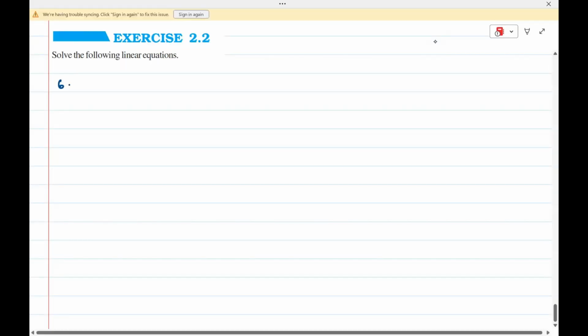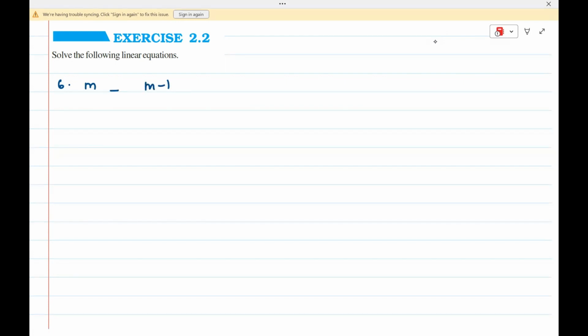Next question. Here the variable is m. (m minus 1) whole upon 2 is equal to 1 minus (m minus 2) upon 3. Again, as in the previous question, this minus is for both the terms. Here in the denominator, I can take 1 because we are handling fractions, so I need to take the LCM. Here the LCM is 2.